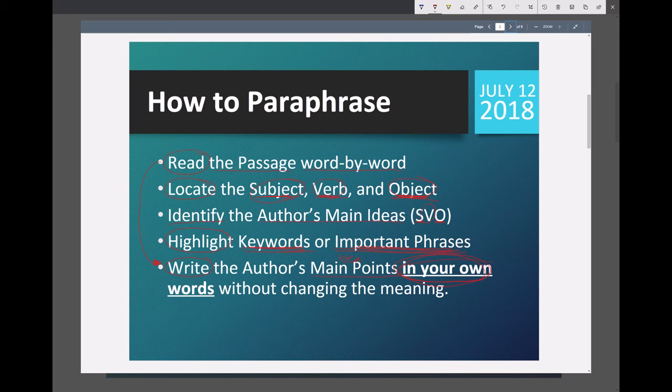Otherwise, if you're just quoting, unless you explain the quote, I might as well just read the article. I don't need to read your paper. But I want to read your paper because I want to read your paraphrasing skills. Okay? And when you paraphrase, it is important to not change the meaning. So, we're going to show you what that looks like.